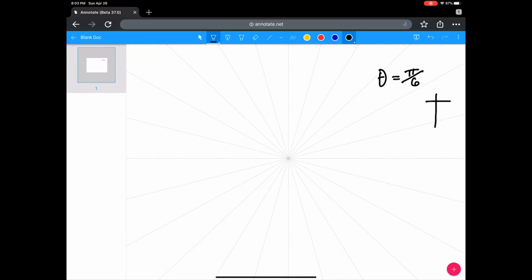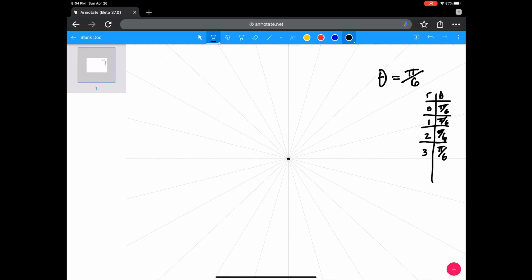Now, I can make a table of values for r and theta to get my points. Now, in this case, because r is not mentioned, r could be anything. I just need to make sure that the theta value is pi over 6. So I get pi over 6, and r could be 0 or 1 or 2 or 3, and it doesn't really matter as long as theta is pi over 6. And I can plot points. When r is 0, I'm right at the origin.